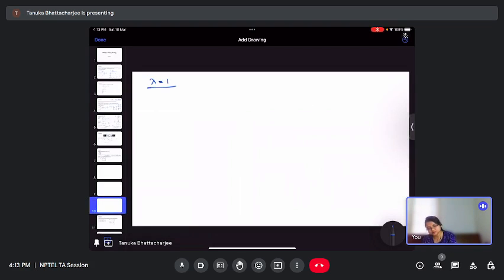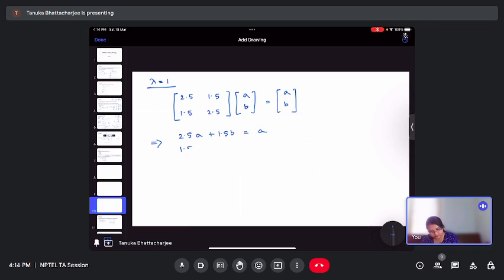So for lambda equals 1, again we have 2.5, 1.5, 1.5, 2.5, let's say AB. Lambda is 1, so the right hand side is only this. Again we need to expand the equations. So 2.5a plus 1.5b should be equal to a, and 1.5a plus 2.5b should be equal to b.